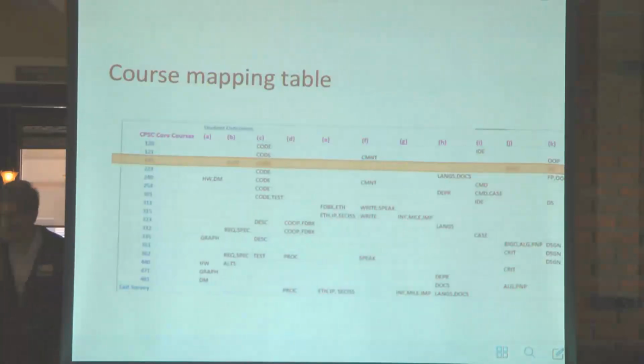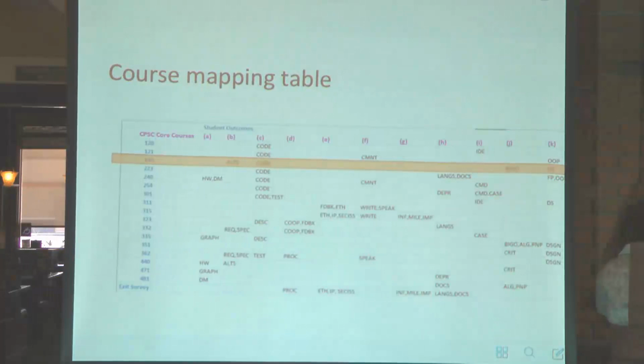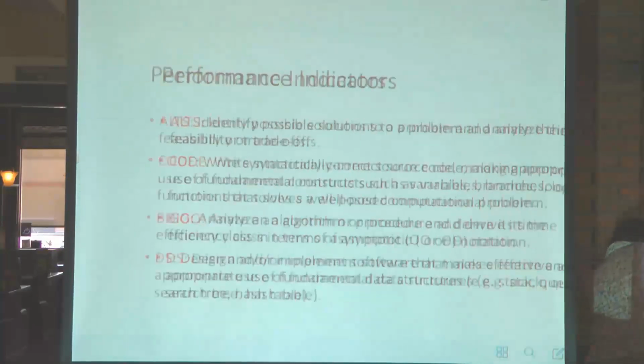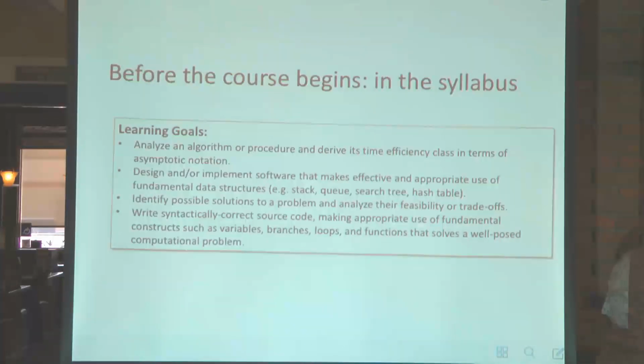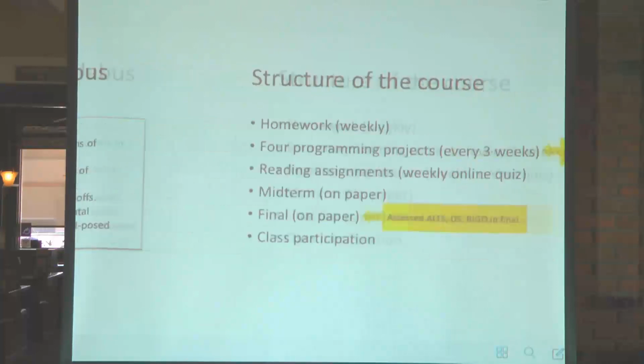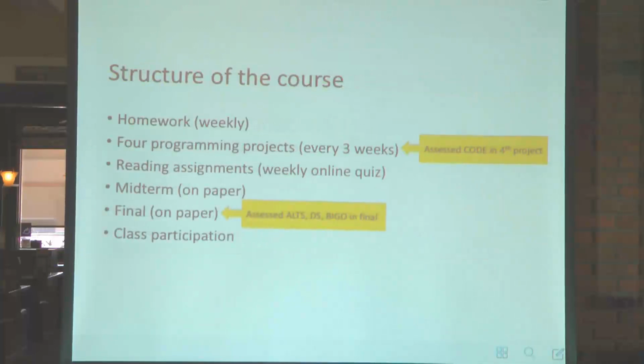So this is the course mapping table. 131 is supposed to cover 4 of the performance indicators. So the assessment work starts from before the course begins. In the syllabus, we have 4 learning goals that correspond to each of these performance indicators explicitly in the syllabus. We include that. And this is the traditional structure of the course.